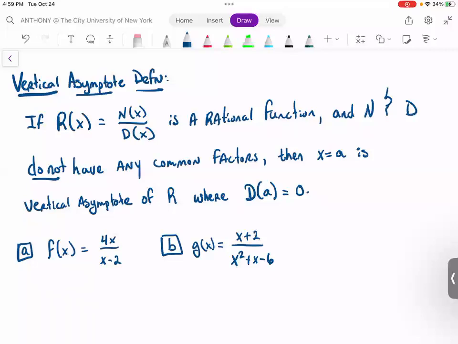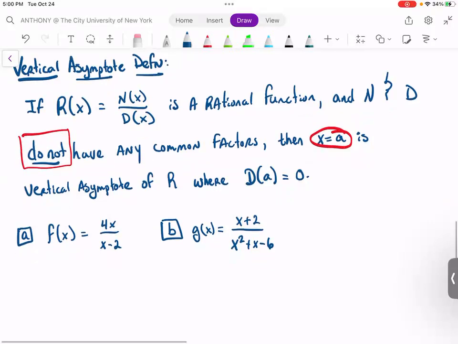Now, x equals a implies that when you plug a into your denominator's function, you're going to get 0. So essentially, what we need to do in order to find that vertical asymptote, we're trying to find x equals a. To find x equals a, all you have to do is set that denominator equal to 0, like what we were doing earlier with finding the domain of rational functions. But there's just one exception. The numerator and denominator must not have any common factors. So let's look at a couple of examples, and then I'll do a couple more right after this.